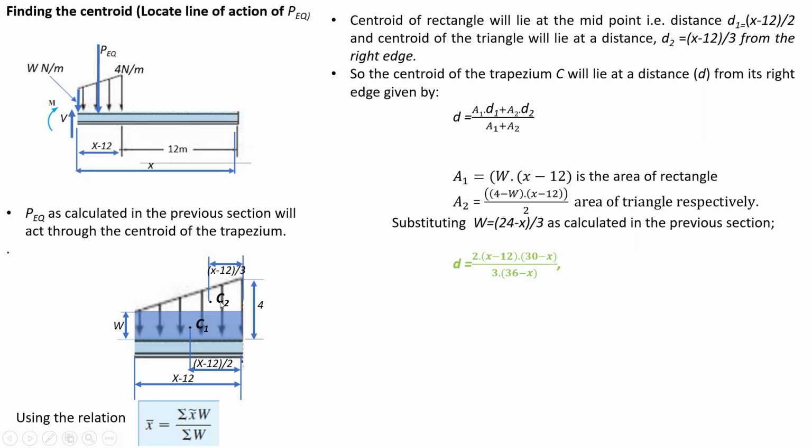Now we know the coordinates of centroids C1 and C2 and the area of the triangle and rectangle. Then we can find the centroid of this trapezium by applying this formula. D is equal to (A1 D1 plus A2 D2) by (A1 plus A2), where A1 is the area of the rectangle and A2 is the area of the triangle, that has been calculated here. So substituting all these values in this relation, we can find the distance D of the centroid of this trapezium from this right edge.